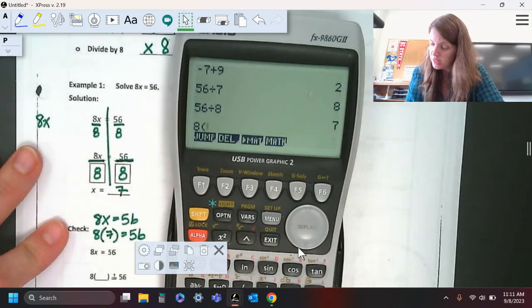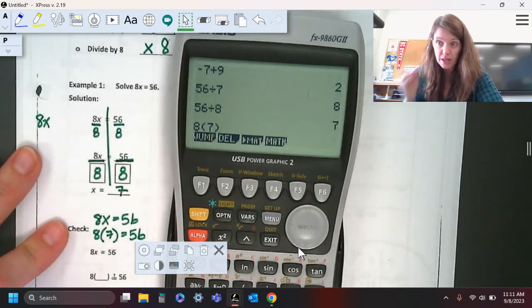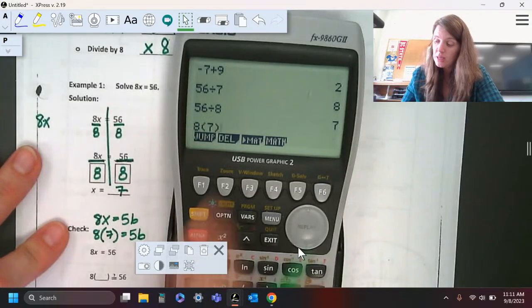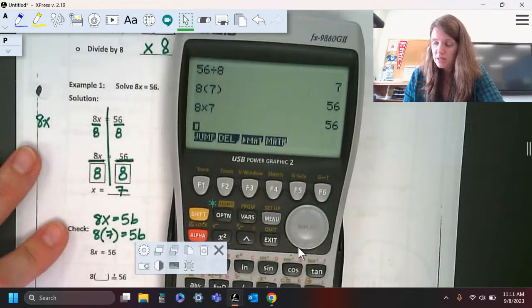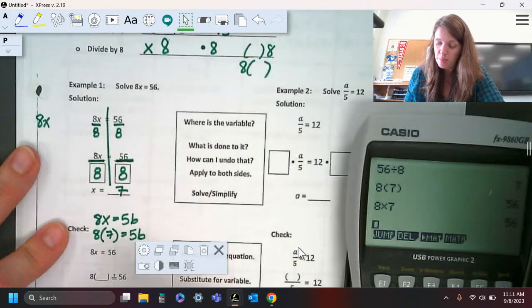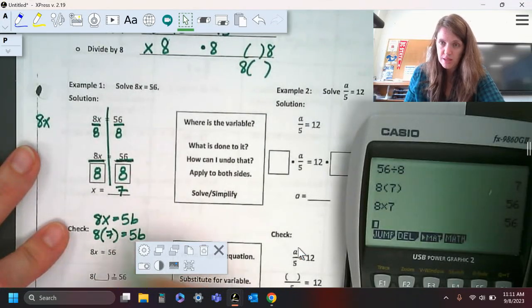You can type this in using the parentheses in your calculator. Your calculator knows that is multiply. So it can do it like this, or you can do it as 8 times 7. So 8 parentheses 7, or 8 times 7 is 56. I put this 7 in place of the x.